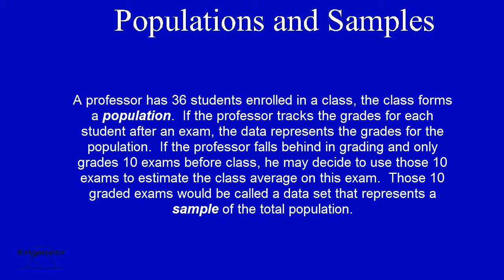If the professor falls behind in grading and only grades 10 exams before class, he may decide to use those 10 exams to estimate the class average on this exam. Those 10 graded exams would be called a data set that represents a sample of the total population.